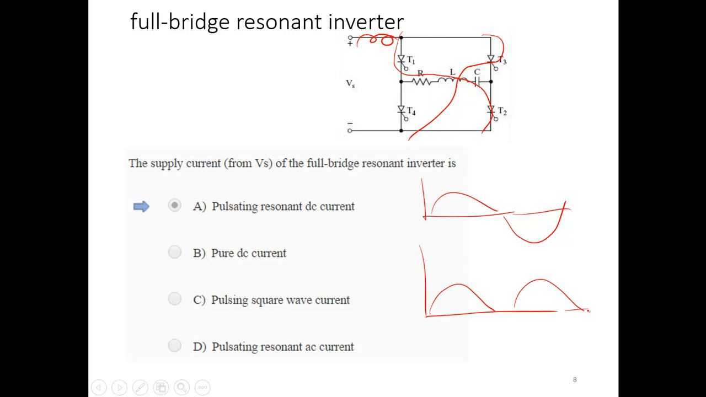The current is always DC. What is DC? If you put in a meter, or look through an oscilloscope, the current is always positive, flowing from, say, A to B, and it doesn't go in the other direction. That is a unidirectional current. This will be pulsating. That means the supply current of the full bridge inverter is a pulsating DC current. That's not a square wave. It will go up and down, but it's pulsating. DC means the current is unidirectional.